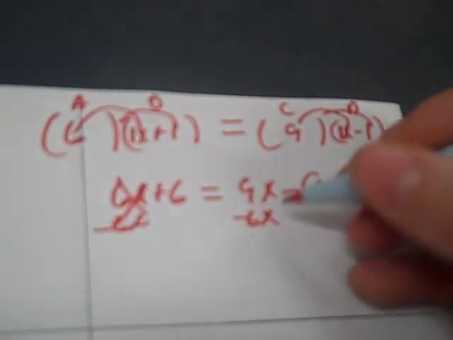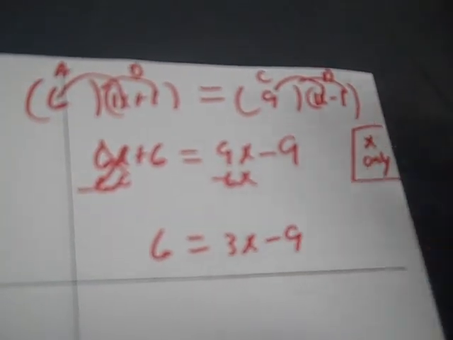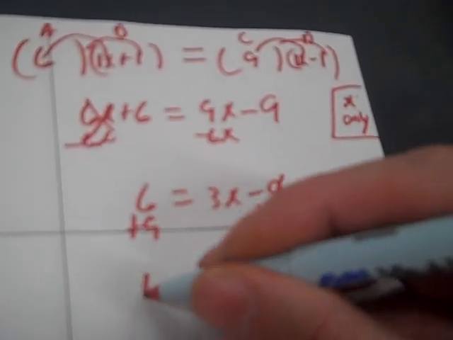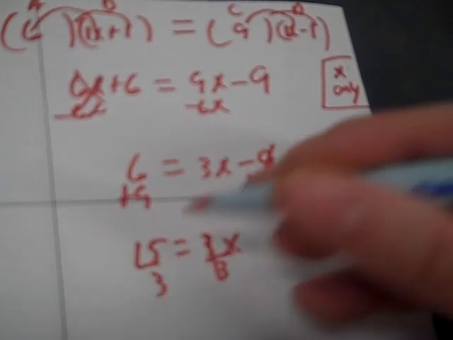Get rid of one of your x's. Doesn't matter which one. So if I get rid of that, I'll have 6 equals 3x minus 9. Then I plus 9 and divide by 3. 15 divided by 3 is 5.